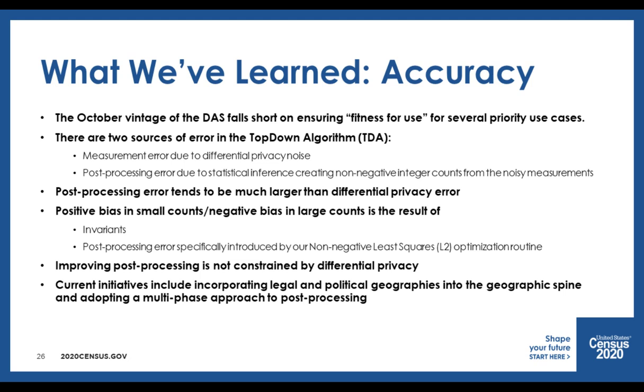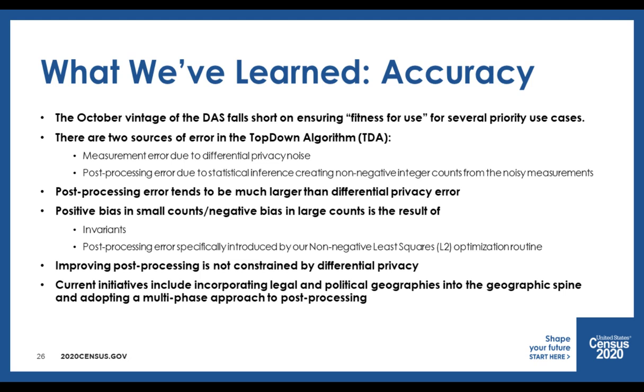One of the largest issues we've identified, and that was discussed at length in the workshop, is the error resulting from the post-processing that occurs within the algorithm. There are two sources of noise in the disclosure avoidance system. There's the statistically neutral noise that results from differential privacy, and then there's the additional noise that results from the optimizations that the algorithm performs to convert that now private noisy data into the things that look like statistics, the non-negative integer values that we're used to in census data products. In general, this post-processing error tends to be much larger than the differential privacy error.